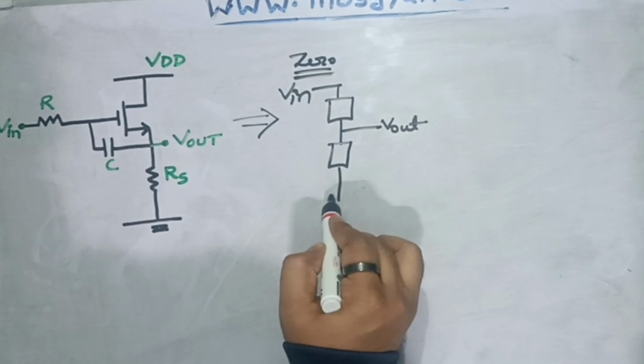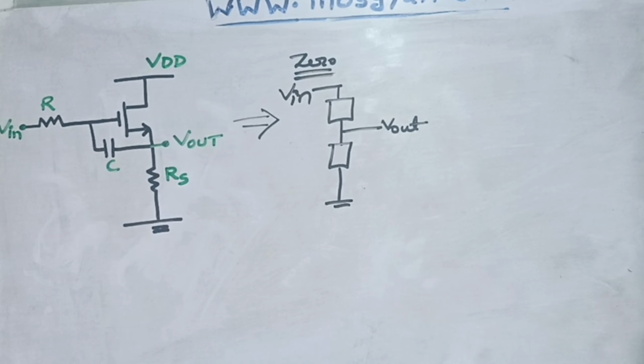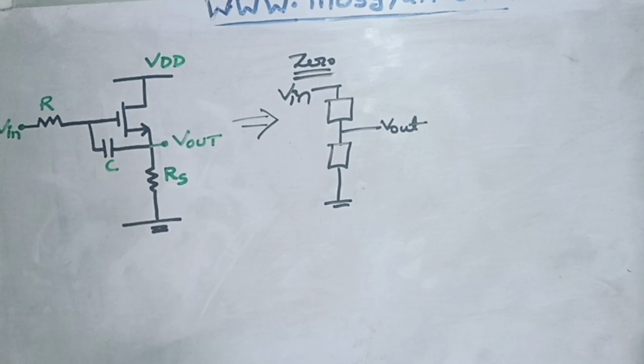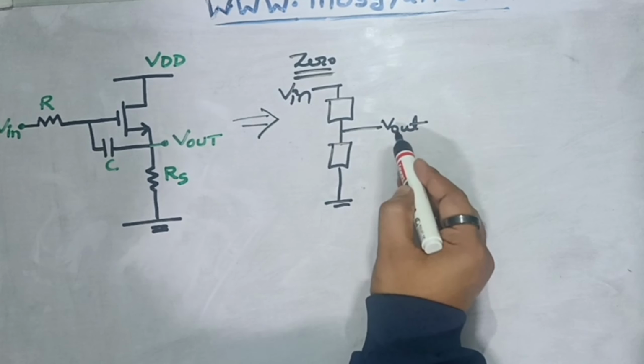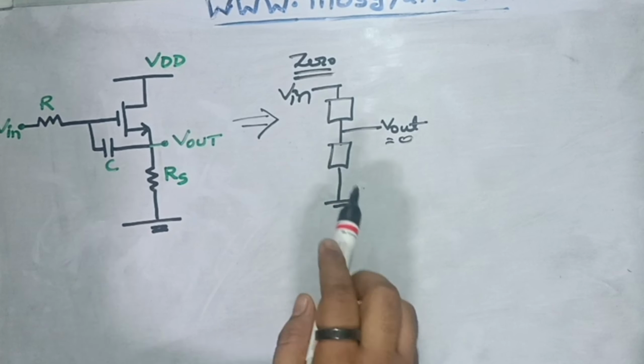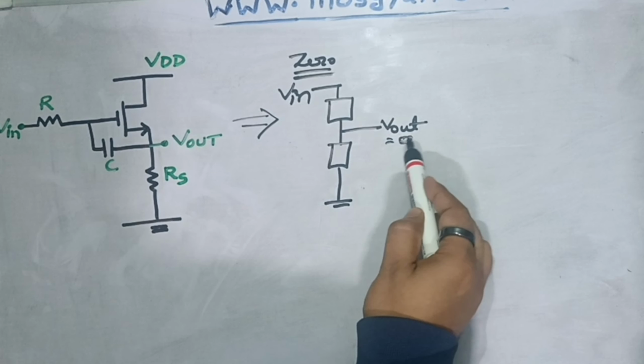So if we transform this circuit into an impedance divider network, then we can calculate the zero for this circuit. Now we know the zero is that frequency at which your output becomes 0, right? So we need to transform this circuit into this kind of voltage divider and impedance divider circuit and find that frequency at which Vout becomes 0.